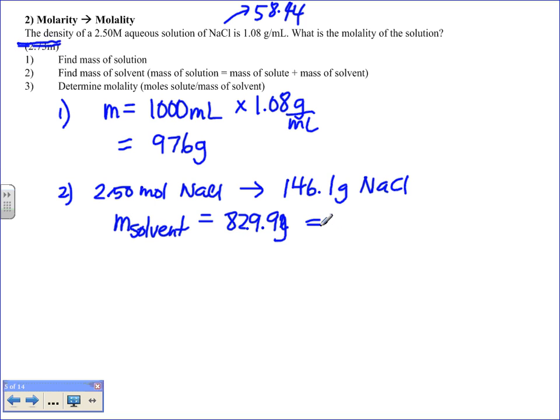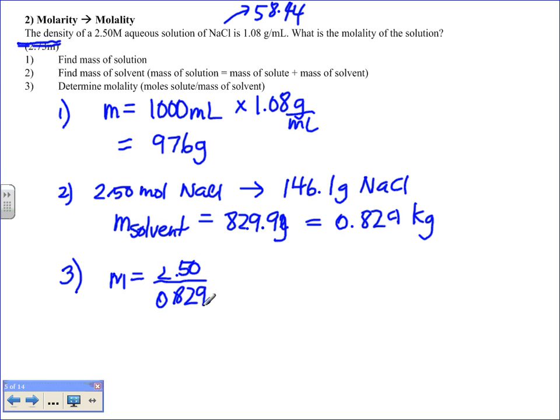When we're dealing with molality, we need the mass of the solvent in kilograms. So it's 0.829 kilograms. Now we've got the moles of sodium chloride at 2.5 in 0.829 kilograms of solvent. So the molality is 2.5 divided by 0.829, and we've got a molality of 3.01.